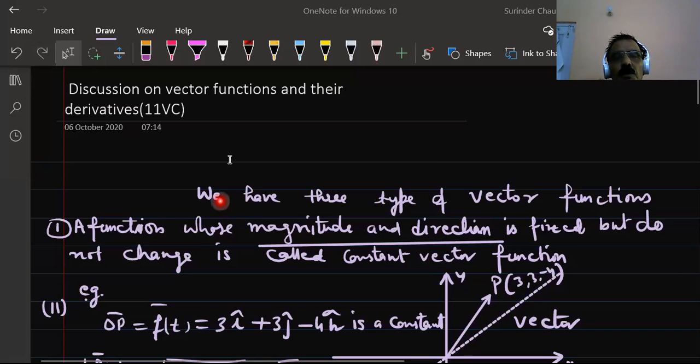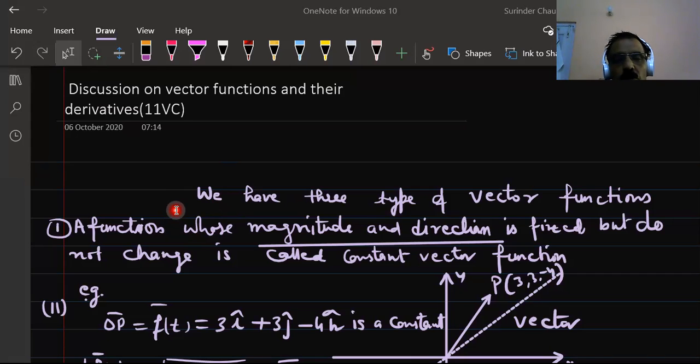Hello students. In the previous lecture, we discussed what a vector function and a scalar function are, how we find the limit of a vector function, and how we differentiate a vector function. Now in this lecture, we'll discuss types of vector functions.